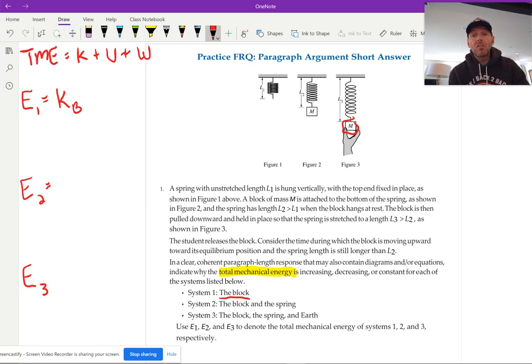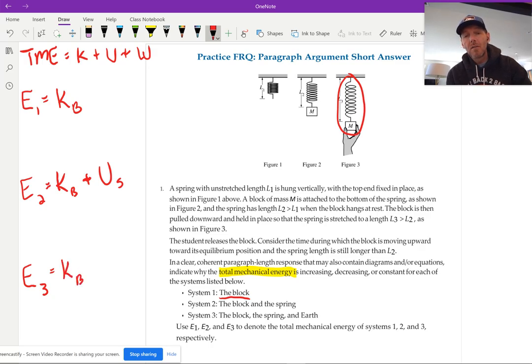So in system 2, we're talking about the block and the spring system only. So if I'm just thinking about the block and the spring, what kinds of energy are there? There's going to be kinetic energy for the block. There's going to be potential energy for the spring. The Earth is not a part of the system, so there is no gravitational potential. And then system 3, now we're including the Earth. So we have the kinetic energy of the block, we have the potential energy of the spring, and now we have gravitational potential energy involved.